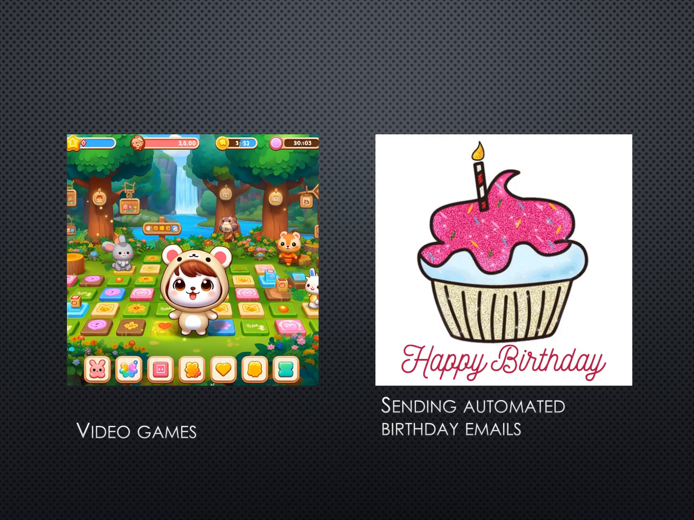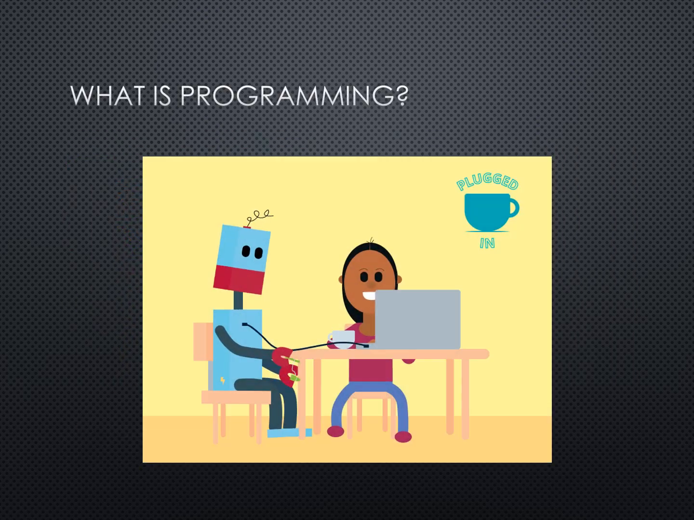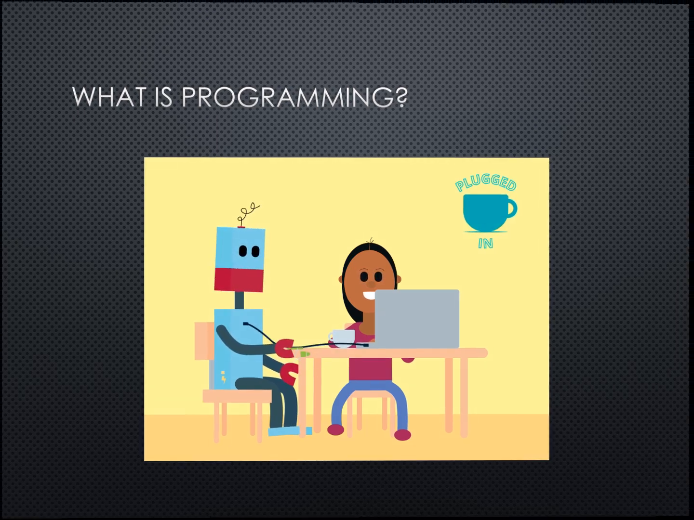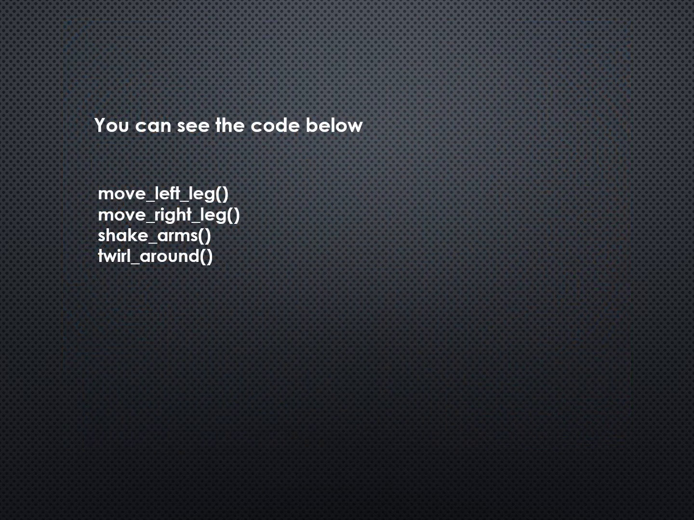So let's get started. What is programming? Do you know what programming is? Don't worry, I will explain it to you in an easy way. Think of a robot friend who loves to dance. To make your robot dance, you need to give it step-by-step instructions. In programming, these instructions are like lines of code. So your program might look like this. As you can see on the screen, there is a code for your robot to dance.